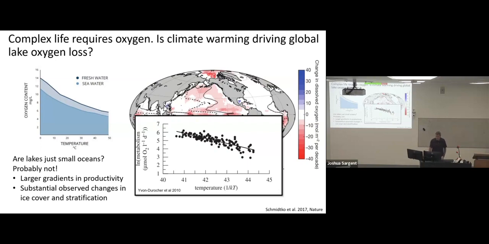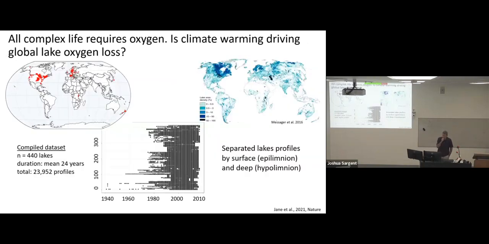So we asked, how are lakes responding to temperature warming? So we started leading this project in an organization called GLEON, Global Lake Ecological Observatory Network, which is actually how I met Dennis and actually several others of you in this room. And we were able to compile a data set of about 440 lakes that had profiles of dissolved oxygen and temperature. We set a minimum of at least 15 years of data. The mean number of years of data was 24 years, totaling about 24,000 profiles each for dissolved oxygen and temperature profiles. In the center here, we show that the data spans going back to 1941.